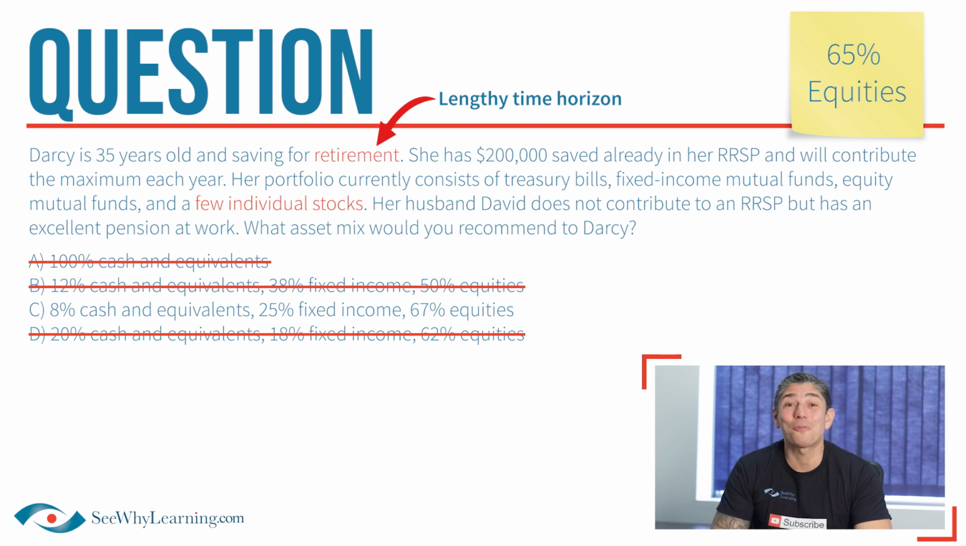Answer C looks pretty good though. 8% cash is acceptable. 67% equities looks about right, and that leaves 25% remaining for fixed income. So let's select answer C, and of course, we are correct. Remember, in the real world, you're going to need to understand your client's goals, dreams, fears, risk tolerance, etc. before making recommendations. But when it comes to the exam, these tips will help eliminate answers and whittle it down to the best answer.